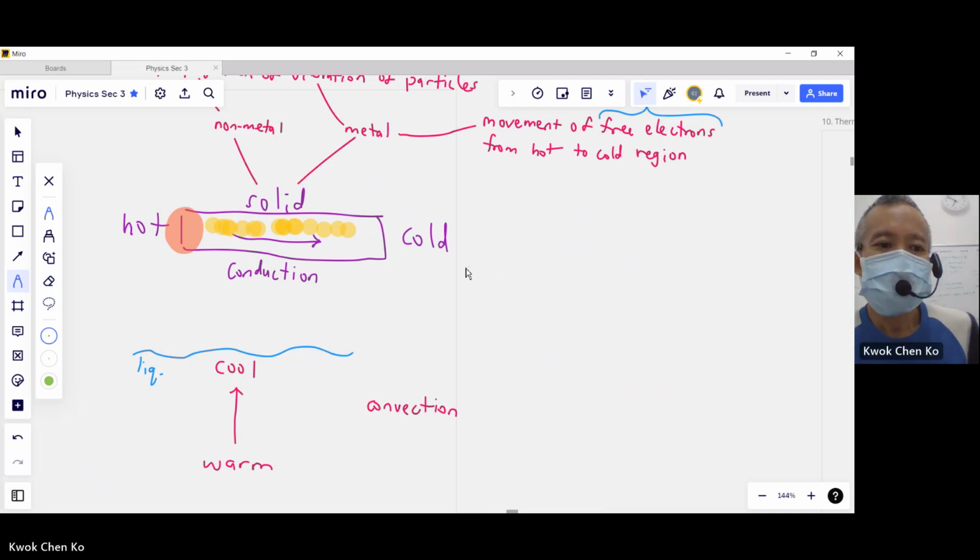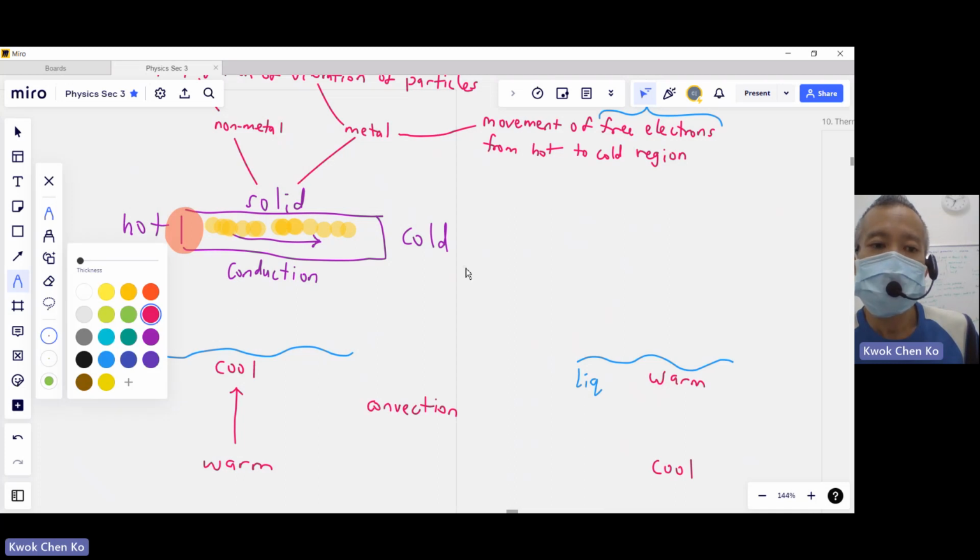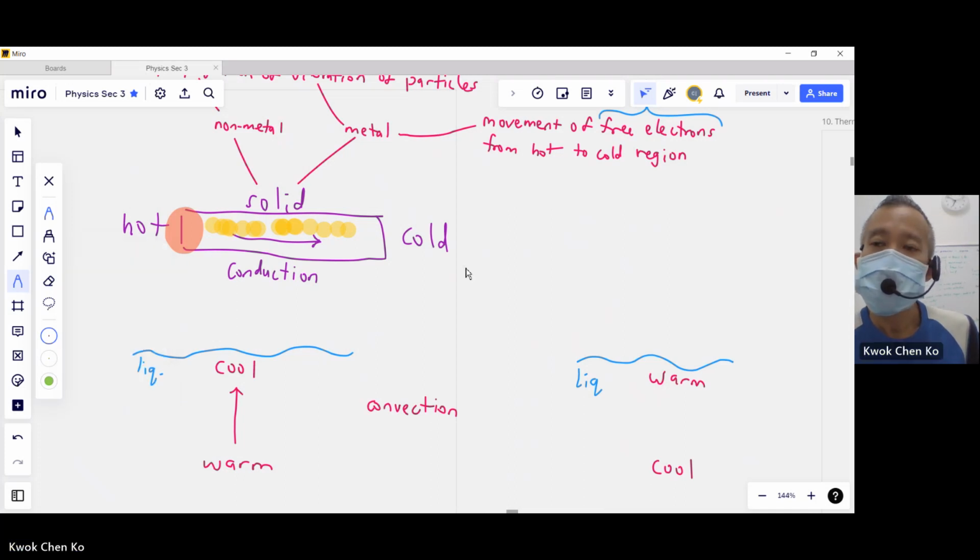Okay, but what if I have this situation? Again, I have a liquid. In this case, my top is warm, my bottom is cool. What is my heat transfer direction? Downward. What's the mechanism? Convection. Nope. Convection doesn't work.